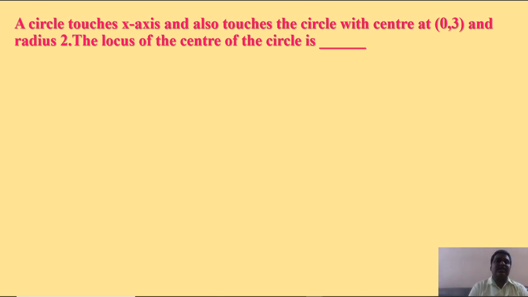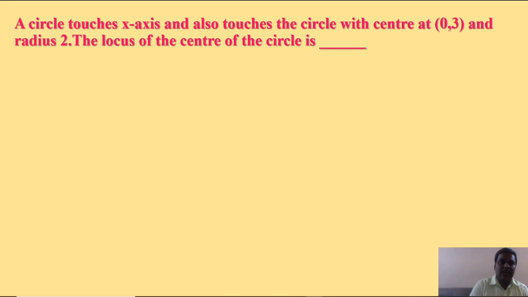Locus of center of the circle is what? Here so many circles are doing some condition. What is that? Touches a fixed circle with center at 0, 3 and radius 2 units. Also those circles touch what? X-axis. So your variable circle is doing two things. One is touches x-axis, also touches a fixed circle with center at 0, 3, radius 2 externally. What you have to find out? The locus of the center of the circle you have to find out. Understand? This is the meaning of the question.